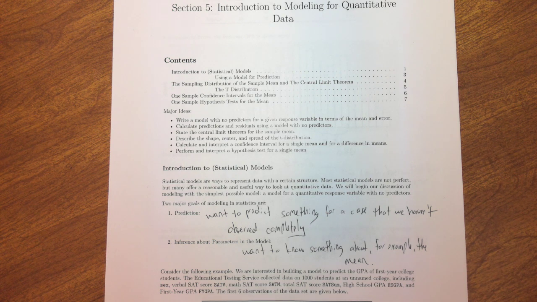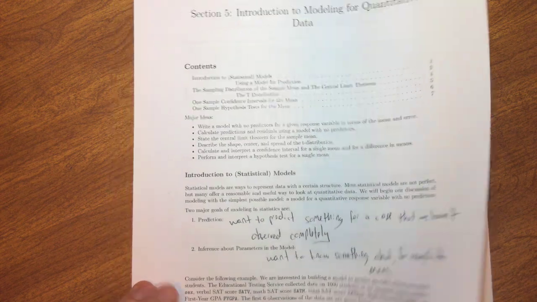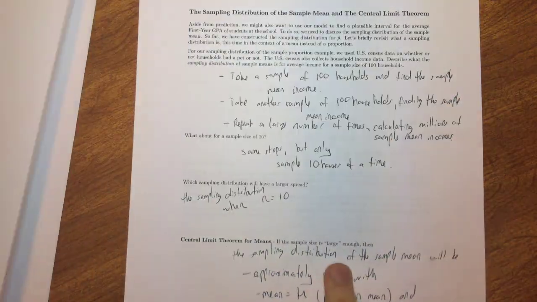When we started this handout, we talked about two different goals of using a model: for prediction, which we've already talked about, or being interested in parameters in a model. We might want to know what the mean GPA is for this example, which is the example we're about to discuss, or we might want to do a hypothesis test, which is what we'll cover in the next video.